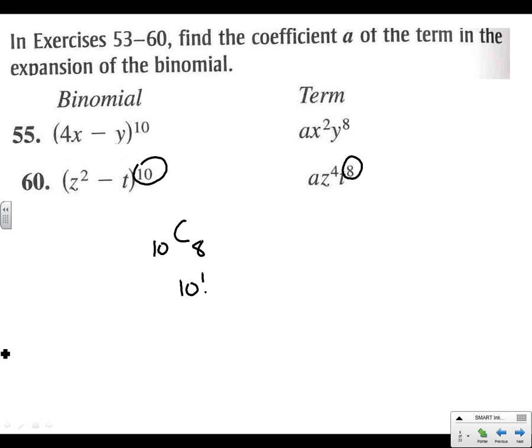So we're 10 factorial over 2 factorial 8 factorial, which is 10 times 9 over 2 times 1, which is 45. And that's our coefficient right there. Okay?